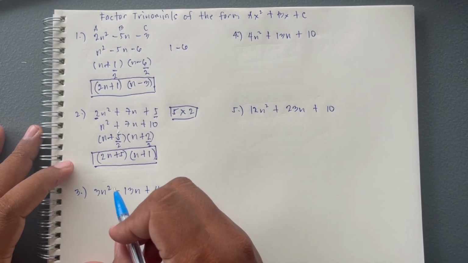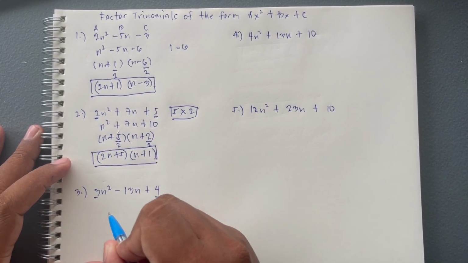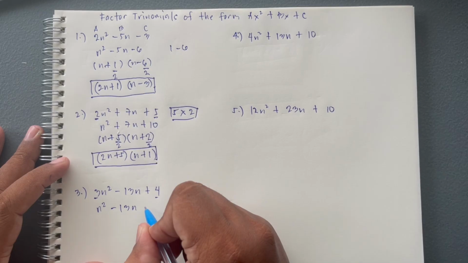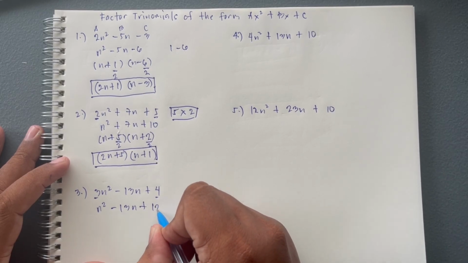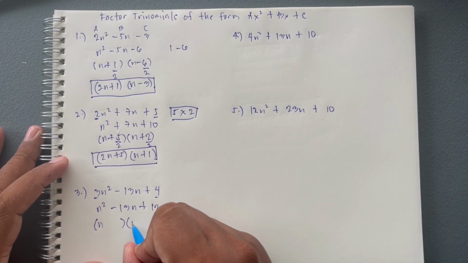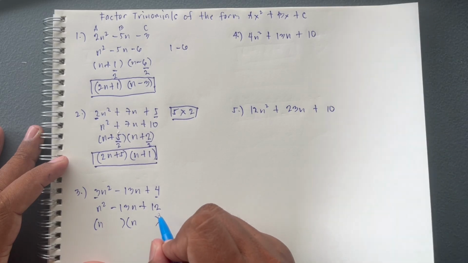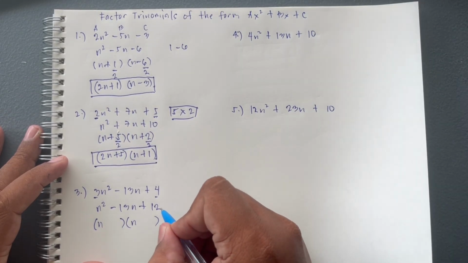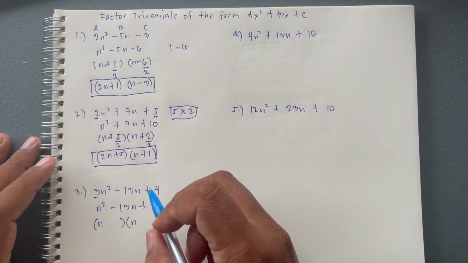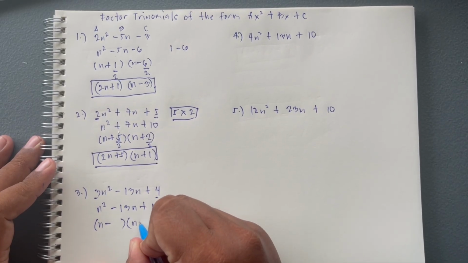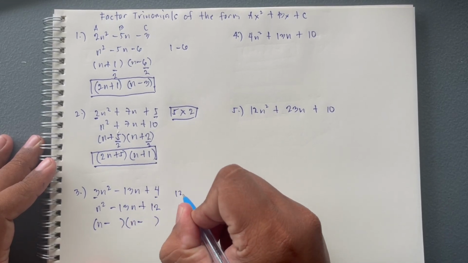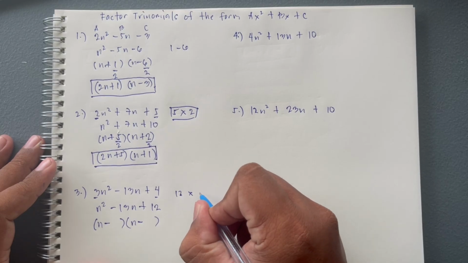Number 3, same process. We'll multiply the 3 times 4. So we have 3n squared minus 13n plus 4. 3 times 4 is equal to positive 12. Okay, then factor the n squared as n times n. Then let's find numbers that multiply to positive 12. That means the two numbers are like signs. Since the middle term is negative, both are negative. Okay, so for 13, you can use 12 times 1.